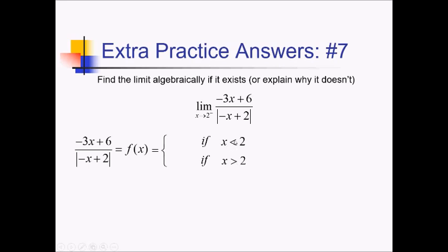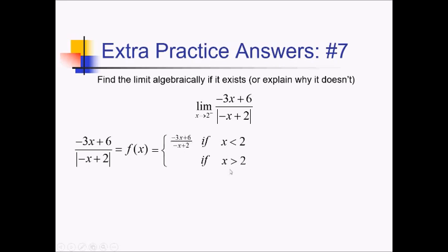Let's say x is less than 2, like 1 for example. Well, negative 1 plus 2 is a positive number. If we're getting positives inside here, absolute value doesn't really have to do anything. So I can rewrite this as just negative x plus 2 with no absolute value for that rule.